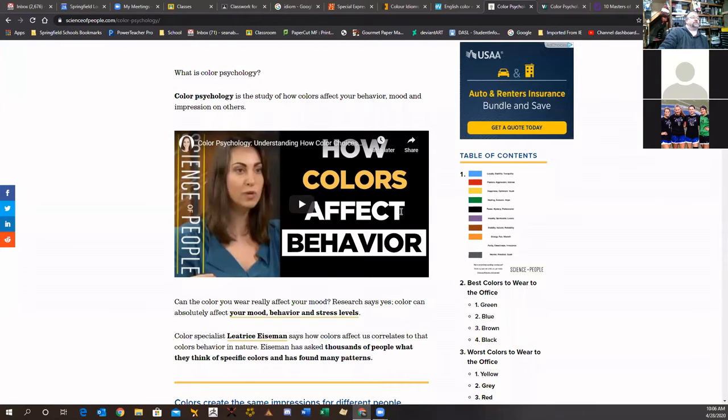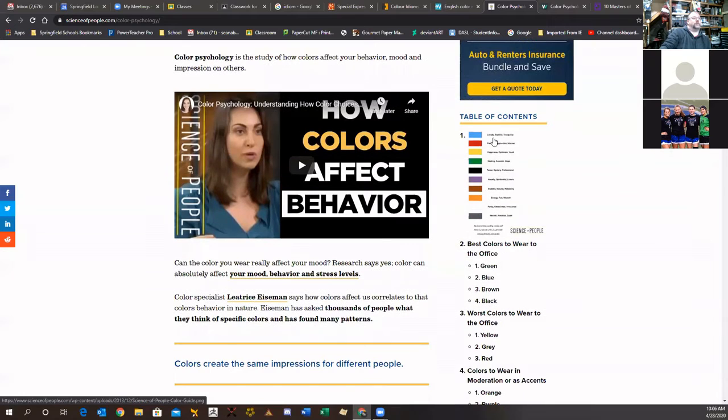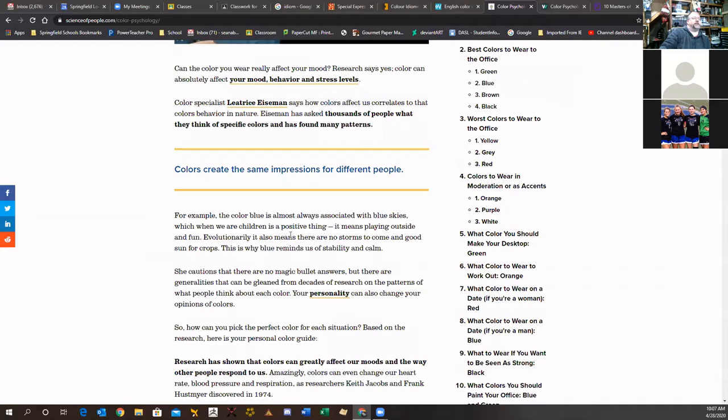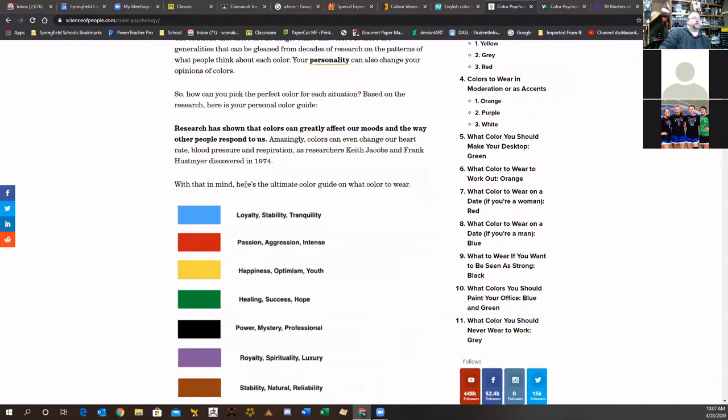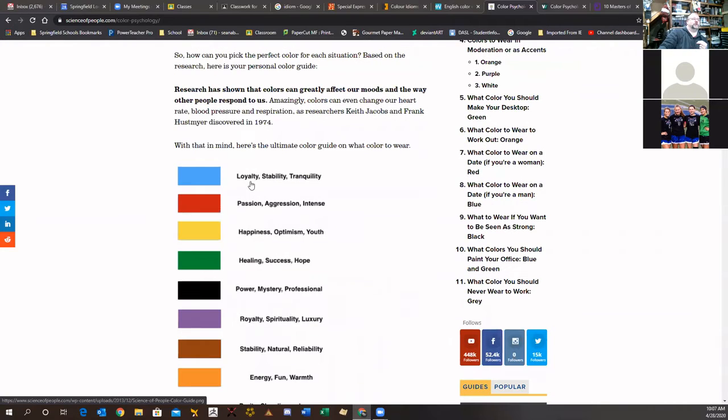Looking in psychology, so this is the science of people, color psychology, and basically we have, you know, best colors to wear, and this is looking at a psychological approach. So one of the things, colors not only can be used as a metaphor or an idiom, but now they can also influence people around you.